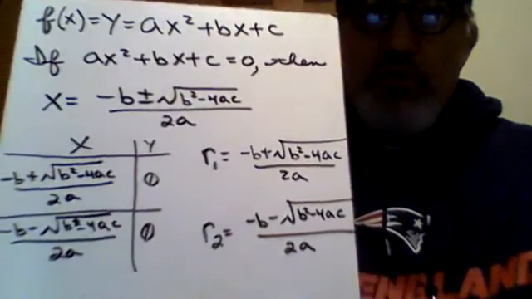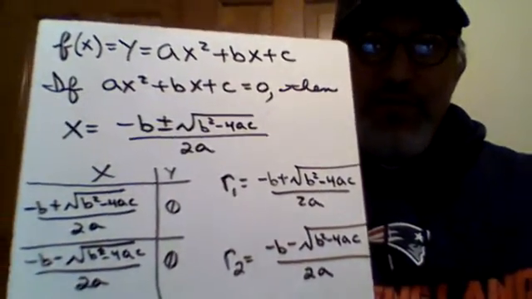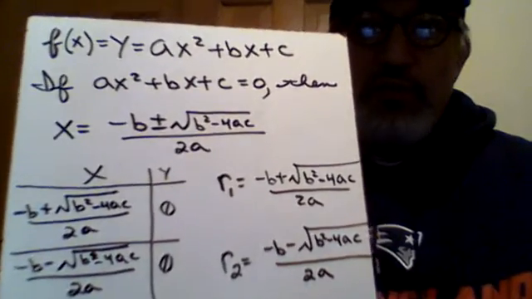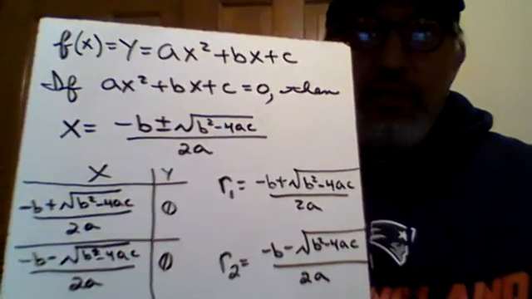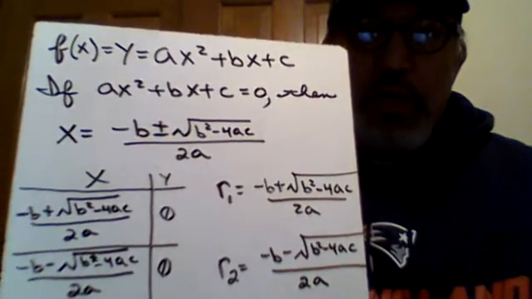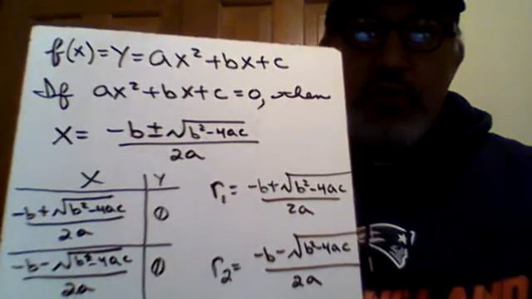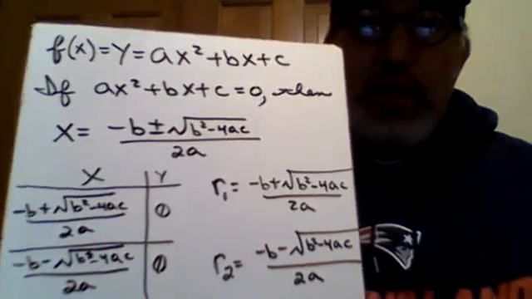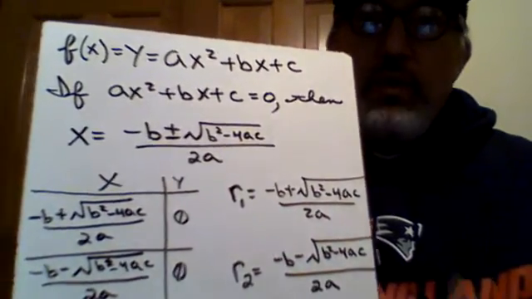Hello there. More fun with quadratics for the 8th grade Algebra 1 students. In this video, we're going to focus on the all-important discriminant. It's the number that's underneath the square root sign in the quadratic formula.